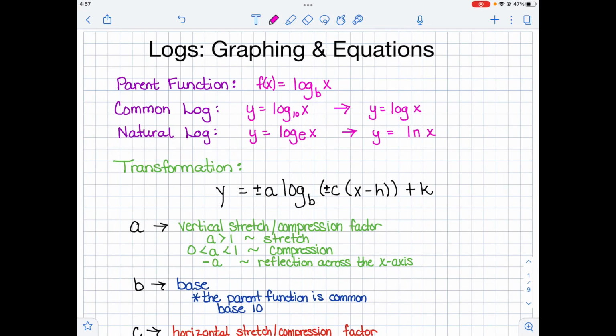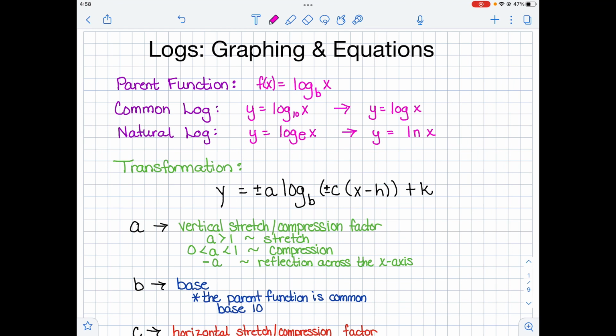We're going to be exploring more about logs, graphing, and creating equations from a graph. So just to refresh a couple of things: the parent function, the common log, and the natural log, what those are, and then what our transformation formula would look like. So y, we know we could write as f of x.